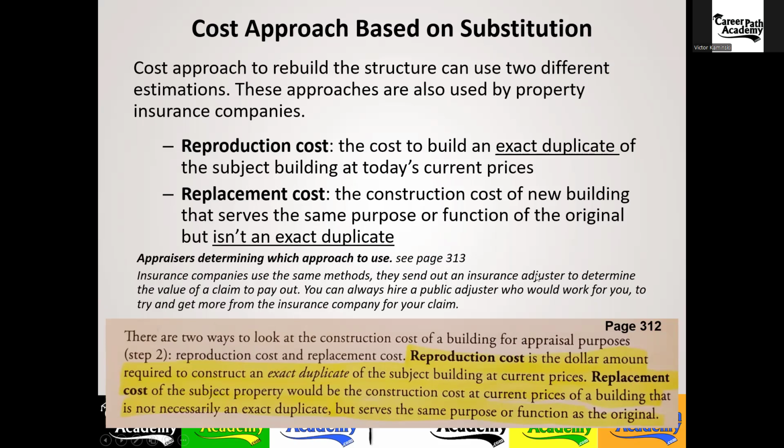Now, they usually send out their own insurance adjuster that works for them to determine the value of any claims to pay them out. And because that adjuster works for the insurance company, they're going to want that to be as minimal as possible. So you can always hire your own private public adjuster that would work for you. And they're licensed. So you'll probably be able to get more out of your insurance company with a claim from your own private adjuster. They call them public adjusters.